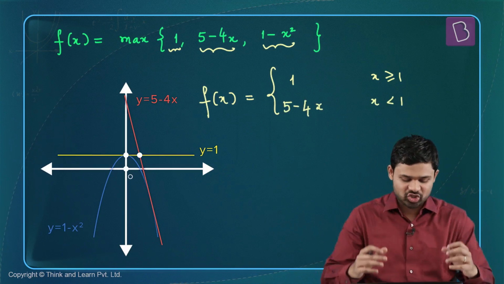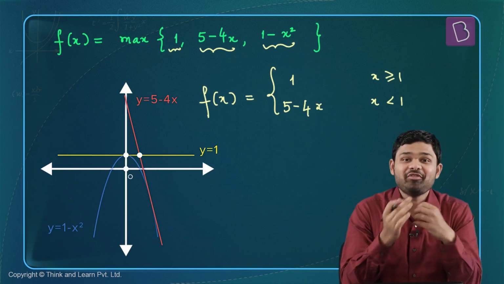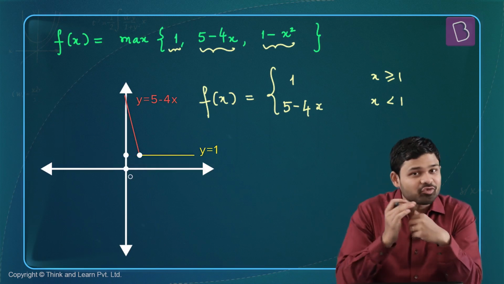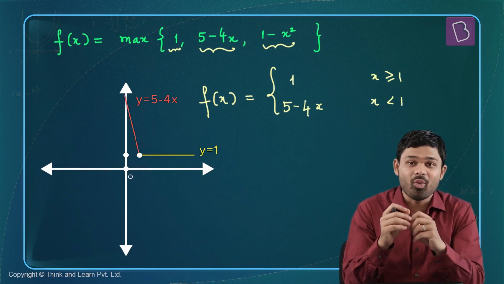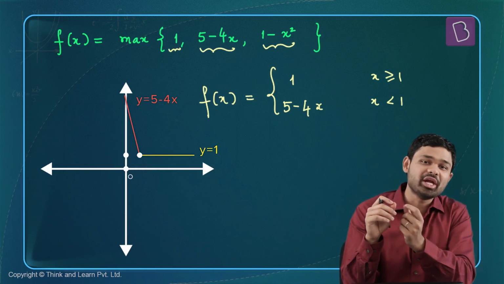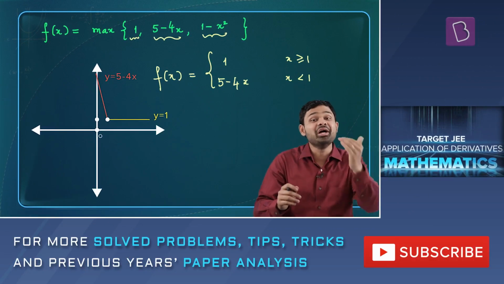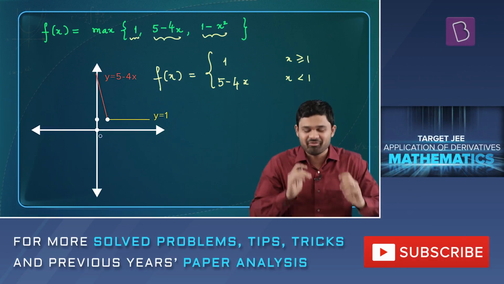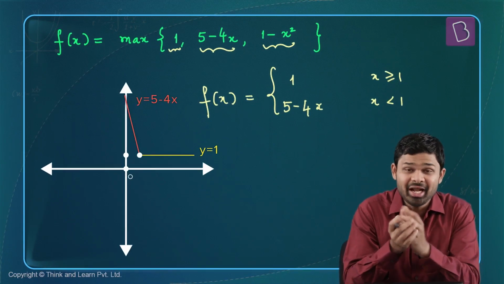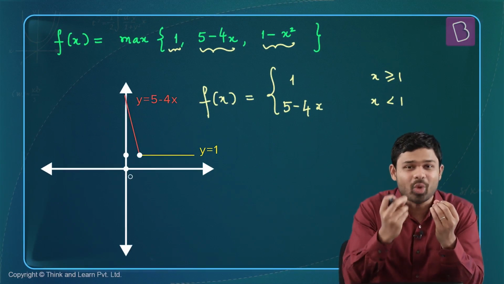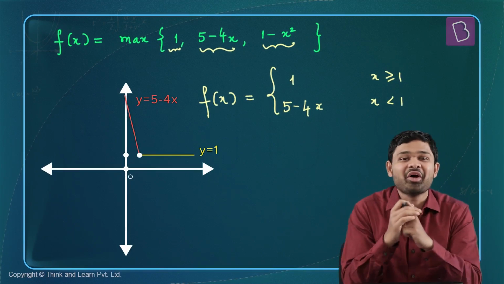A very beautifully constructed question, correct? So now let's draw the graph of f of x. The graph of f of x is going to be 5 minus 4x all the way from negative infinity till x equal to 1, and after x equal to 1 it's going to have the constant value of 1. The objective was to find out the minimum value of f of x, and the minimum value of f of x is nothing but 1. A very beautiful question. It required you to understand the nuances of differentiation really well, and again a question which was very high on analysis.